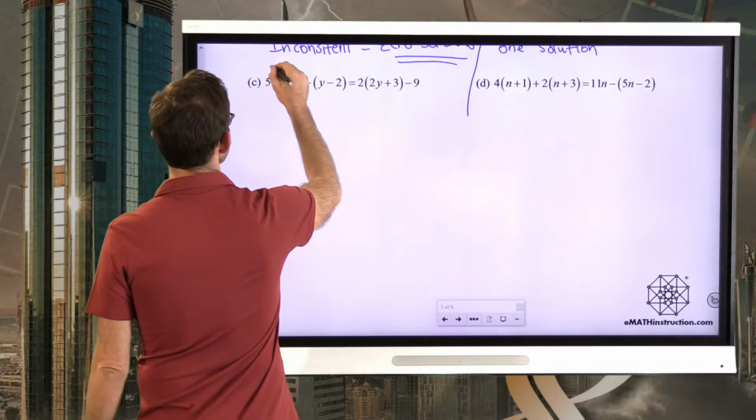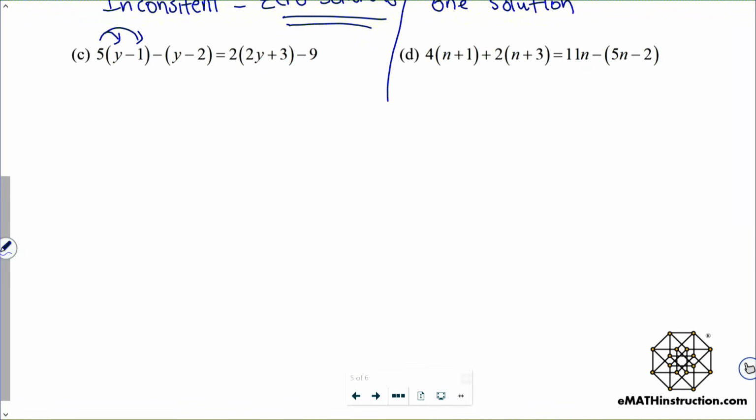All right, letter C, let's do our distribution. We're going to get 5y minus 5. Oh, now we have to distribute a subtraction. Watch out there. Minus y plus 2. Another distribution here. 2 times 2y is 4y. Plus 2 times 3 is 6. Funny looking 4 there. Hopefully you can tell that's a 4.